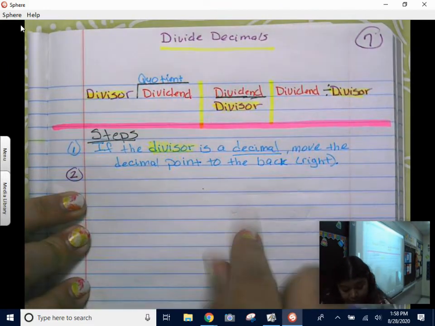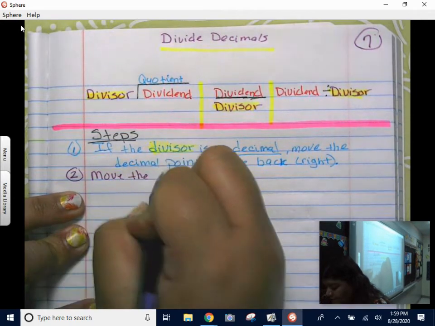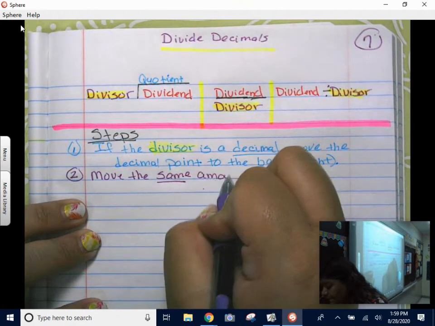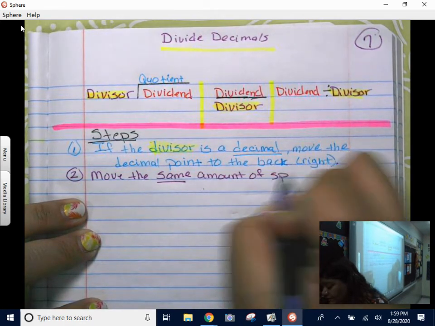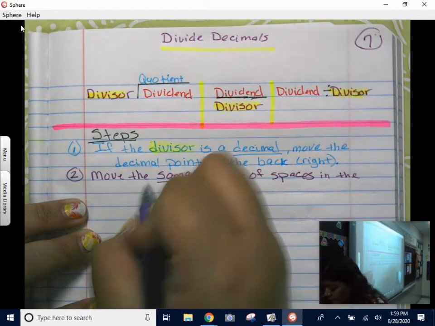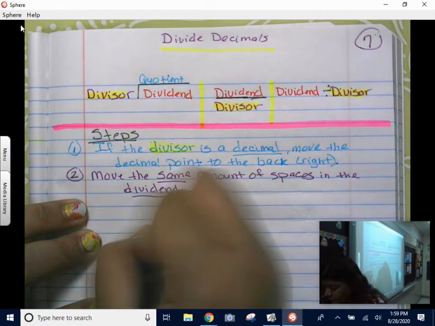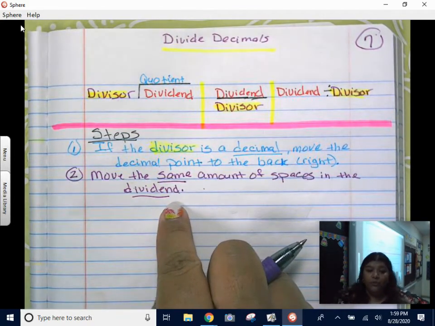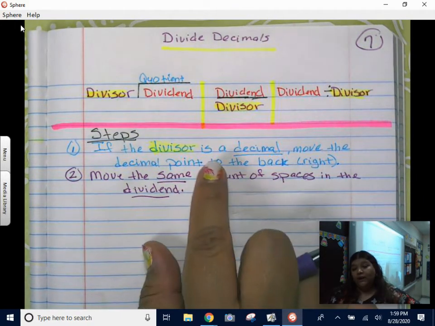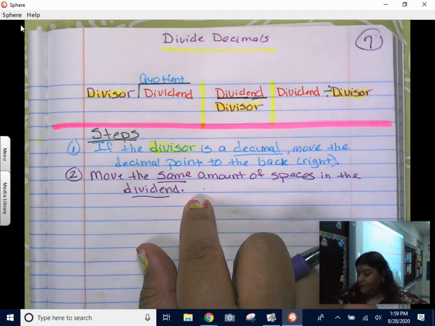So for step 2, we are going to move the same amount of spaces in the dividend, okay? We're going to move the same amount of spaces in the dividend. So once you figure out how many spaces you moved the divisor, you move the exact same amount in the dividend, okay?